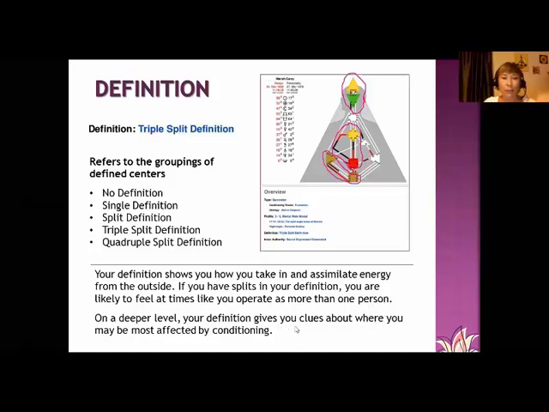So on a deeper level, your definition can give you clues about where you may be most affected by conditioning. So for Mariah Carey, she may be affected through these gates, these white gates, where she thinks that she has these themes, or she's always attracted to people who have those themes that bring more connection into the energies of her chart. Or it may be in her energy centers as well.